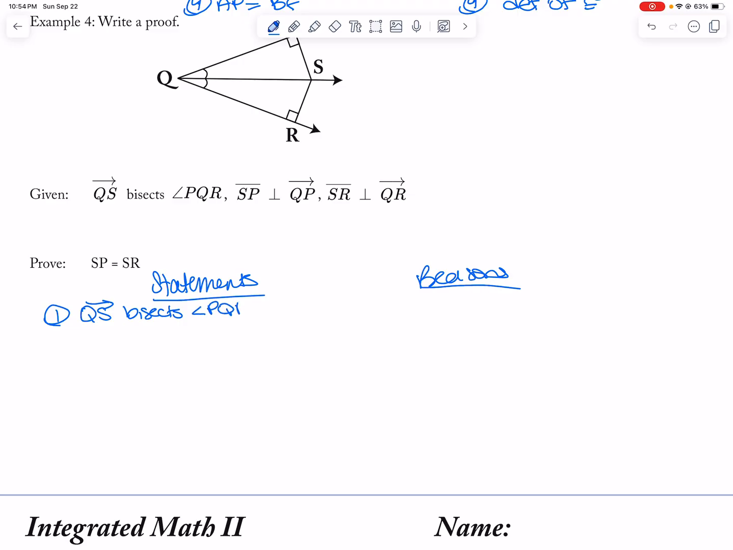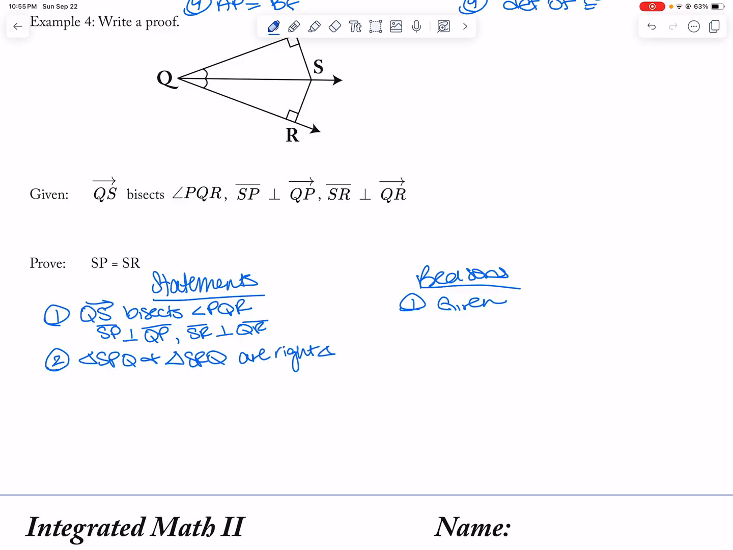QS bisects angle PQR. And then SP is perpendicular to QP, and then SR is perpendicular to QR, and all of this is given. Okay, so then triangle SPQ and triangle SRQ are right triangles, and that is the definition of right triangles.